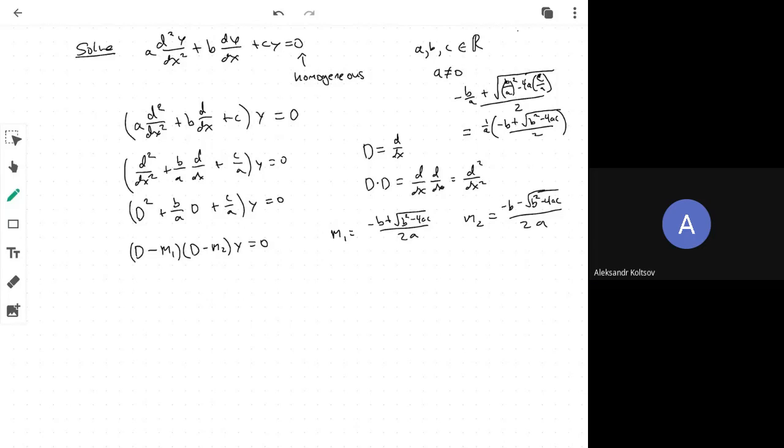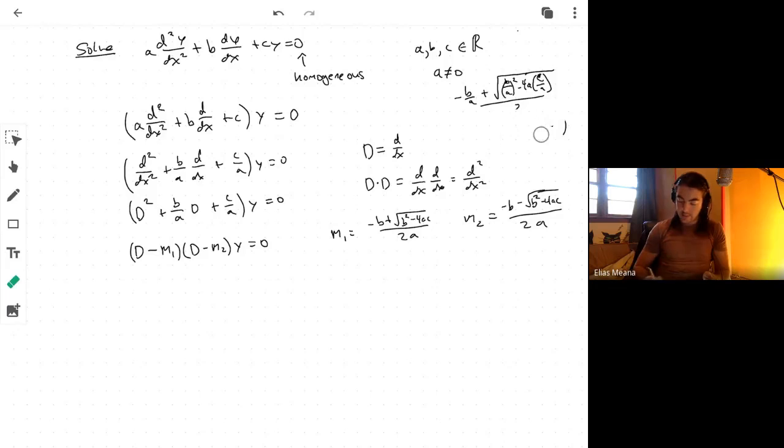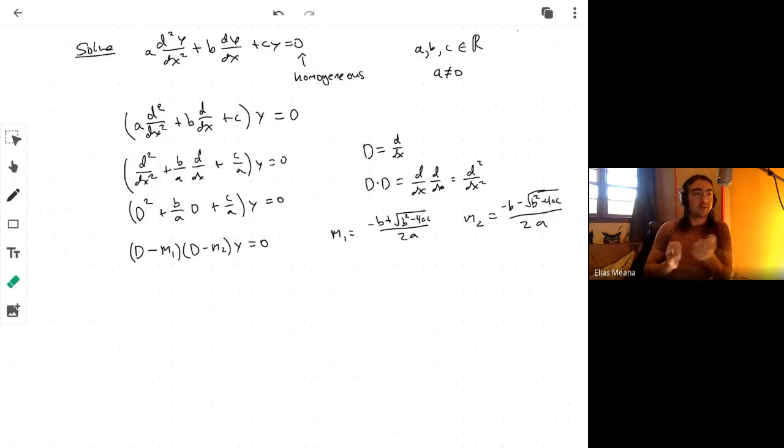Okay. But you were lagging. All right. So I'm going to erase that because I don't want it to take up too much space and make it look chaotic. All right, so now we've got it in this factorized form. What I'm going to do is some renaming. Let me write it back the way that it was before: d by dx minus m1 times d by dx minus m2 of y equals 0.